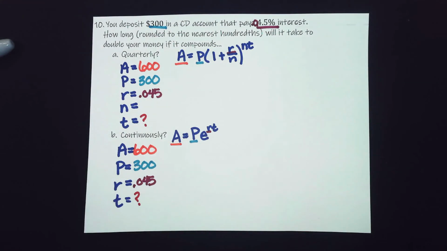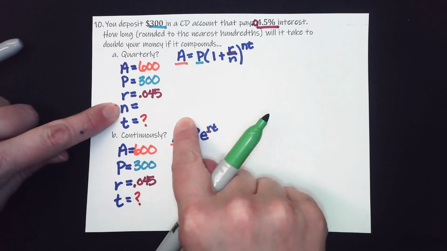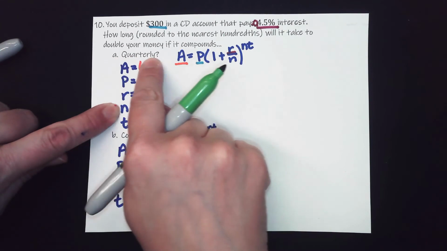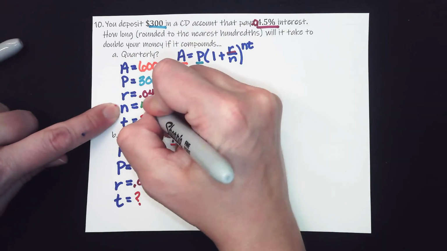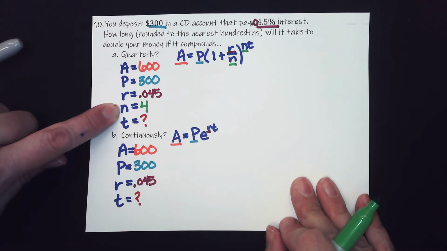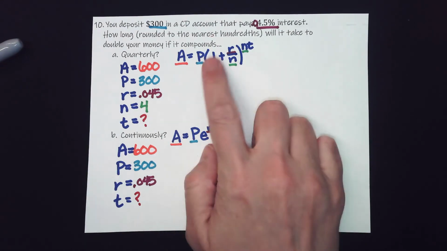So I'm trying to get to $600. I want to know how long that takes. And the only other variable that I have left is this n in my compounding quarterly problem. Now remember, n is how many times it compounds in a year. And this tells me quarterly. Well, there are 4 quarters in a year, so those n's are 4. Okay, so we're going to start it off just by doing A.